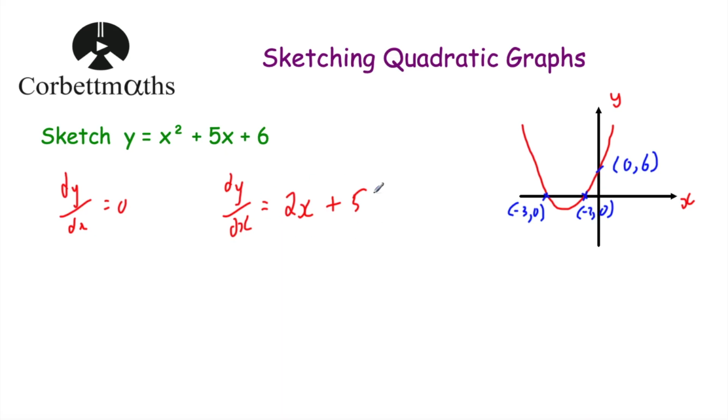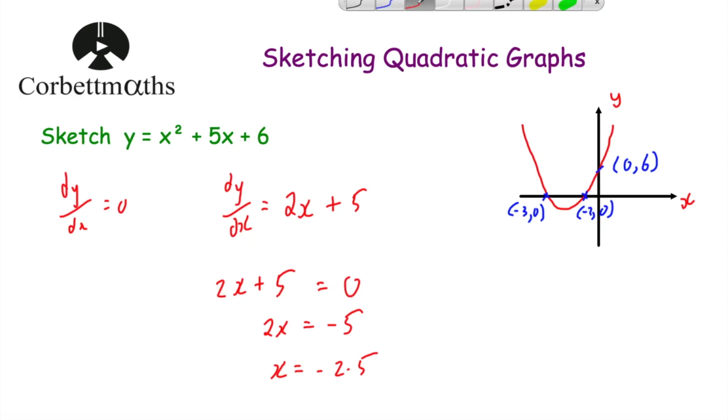That's the gradient function. Now we want to find the coordinates at this point here, and that's when the gradient is equal to 0. So that means that 2x plus 5 is equal to 0. And now we're just going to solve this equation. We take away 5 from both sides to get that 2x equals negative 5. Then we divide both sides by 2 to get that x equals negative 2.5. And that's the x coordinate of the turning point. So this point here, if we label it in blue, like the other ones, for the turning point it's going to be negative 2.5, something.